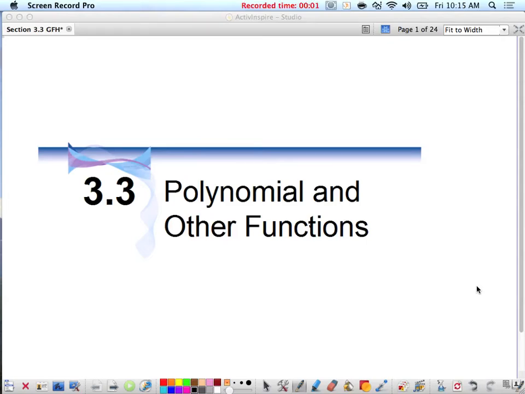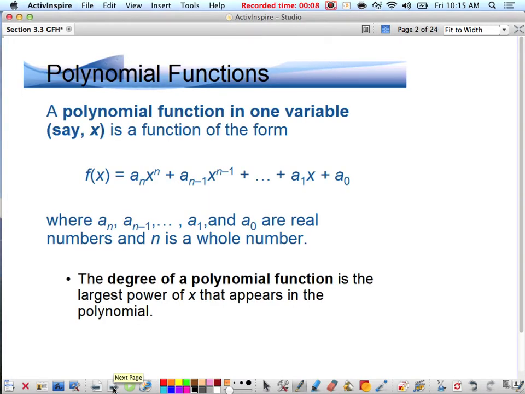Okay, so we have section 3.3, polynomial and other functions. First thing we need to do is make sure we understand what a polynomial function is. Now, your book gives this really long, drawn-out definition, okay? And it says that a polynomial function in one variable is a function of the form f of x equals some number times some variable to a power, plus some number times some variable to a lower power, plus some number times a variable to the first power, and then your constants.